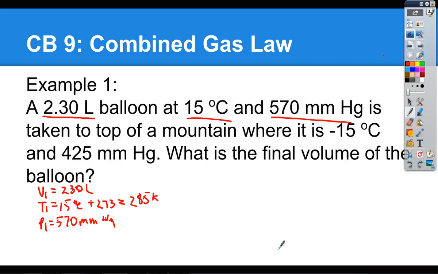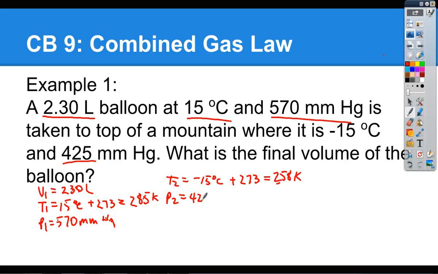Now, then we take it to the top of a mountain. Well, what is the new temperature? That's going to be our T2. So our T2 is going to be negative 15 degrees Celsius. So it's pretty cold up there on top of that mountain. We still need to add 273 to that. So 273 minus 15 gives you 258 K.